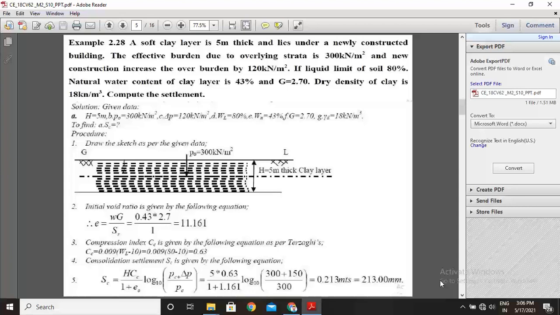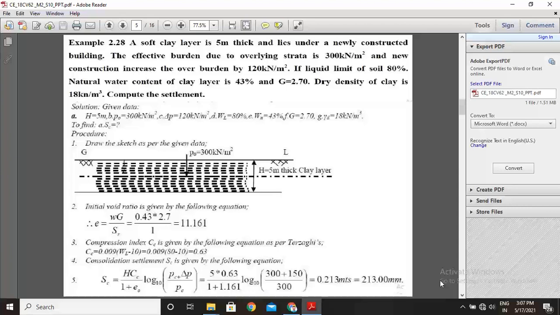So this is also a slightly different problem, but the steps are the same. Now write the solution, given data. Which data are given in this problem? You write given data. H is given 5 meter. P naught is given 300 kilonewton per meter square. Delta P is given 120 kilonewton per meter square. Liquid limit W_L is 80%. Natural water content W_N is 43%. G is 2.70. Dry density gamma D is 18 kilonewton per meter cube. To find consolidation settlement, S_c equal to how much?